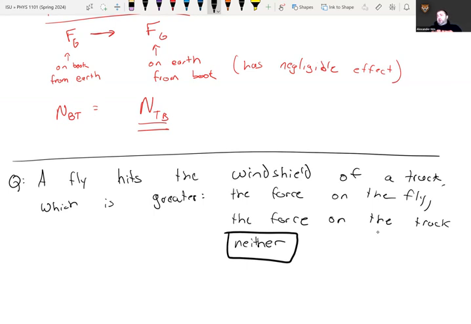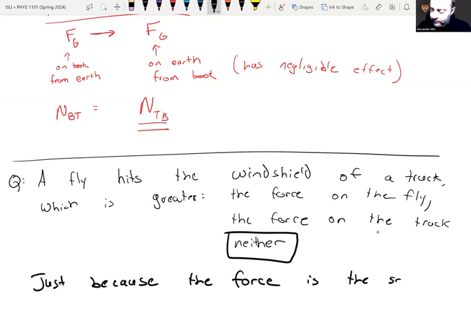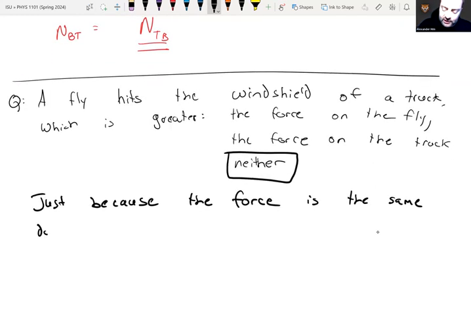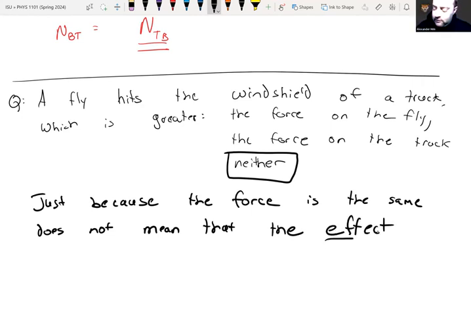Well, here's the thing, and this is the key to remember. I'll even write this down: just because the force is the same does not mean that the effect is the same. Because the effect fundamentally is related to the acceleration of the object.